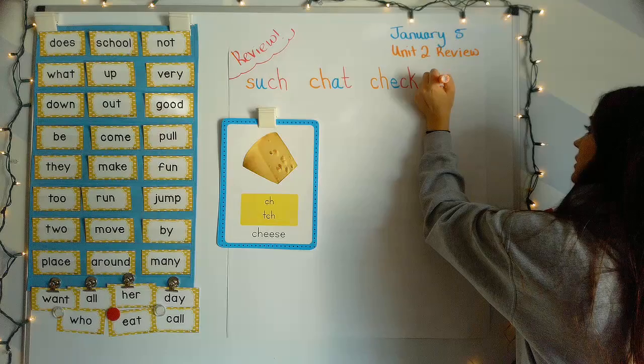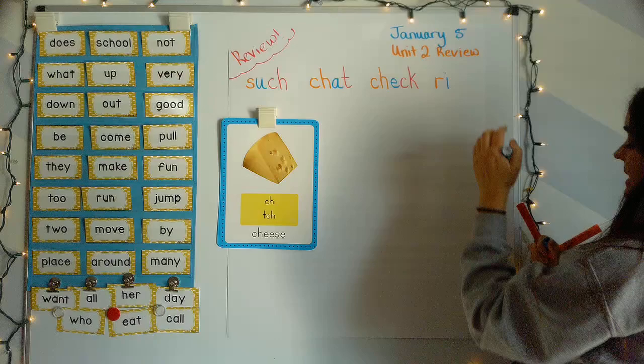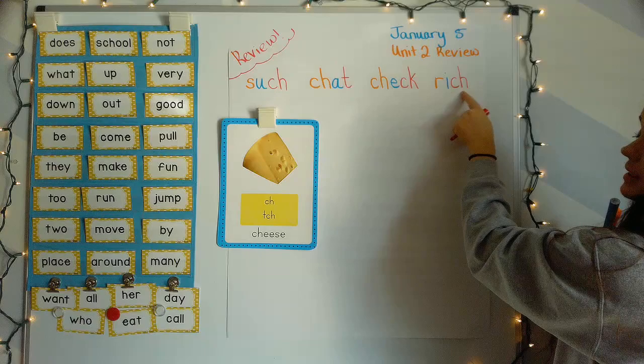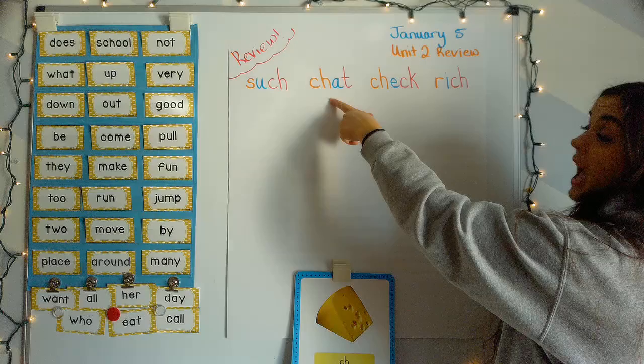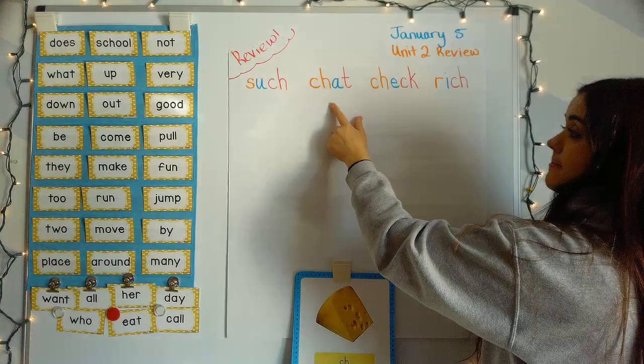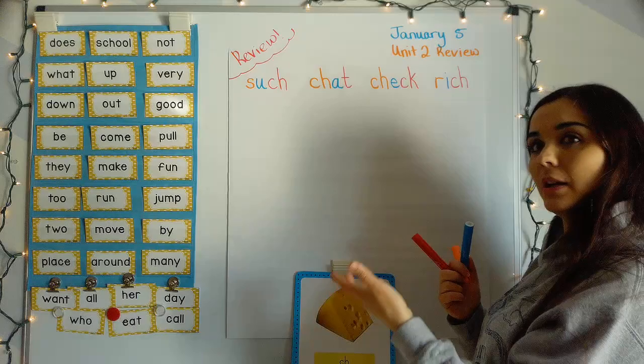R says r. I says i. CH at the end of the word. Ch, r, i, ch, rich. All right, let's go ahead and read our first line. Such, chat, check, rich. Your turn. Wonderful. Thank you so much. Make sure you're practicing. It's been a couple weeks even since we practiced this stuff. So make sure you're practicing.